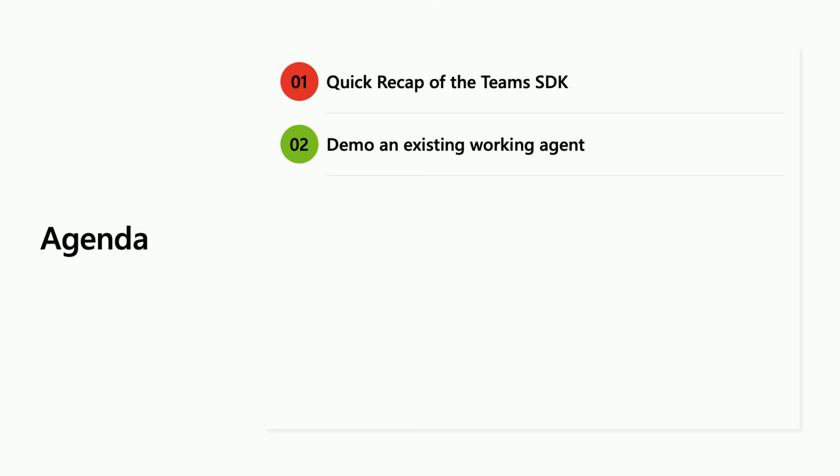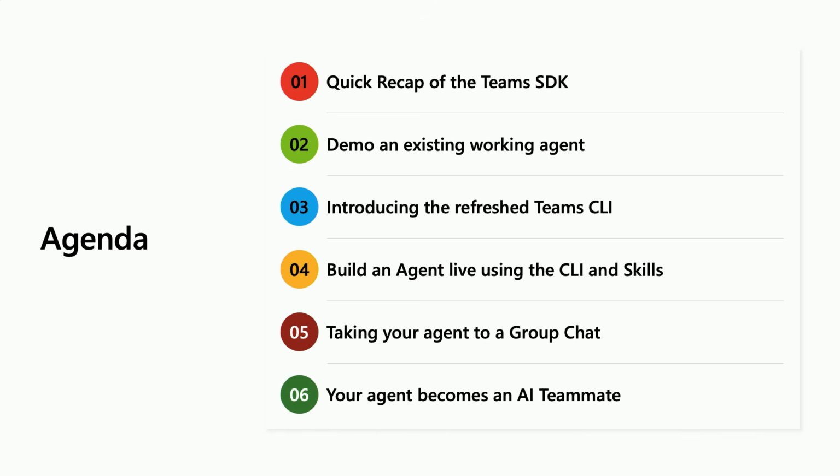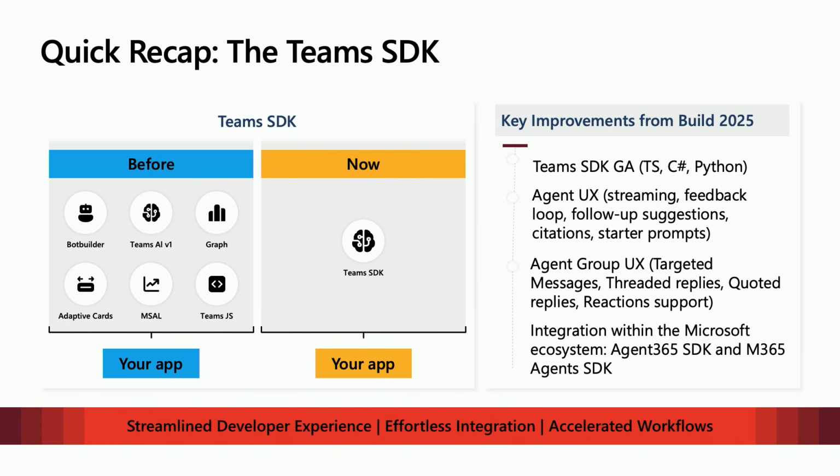We have a packed agenda for you. We're going to start with a quick recap of the Teams SDK, where we left you guys last year at Build. We're going to introduce a brand new CLI and walk you through a bunch of skills with a working agent. We're then going to talk about how you build that agent using the skills and the CLI together, walk you through it live, take that agent into a group chat, and finally, transform that agent into a teammate with its own identity. So let's get started.